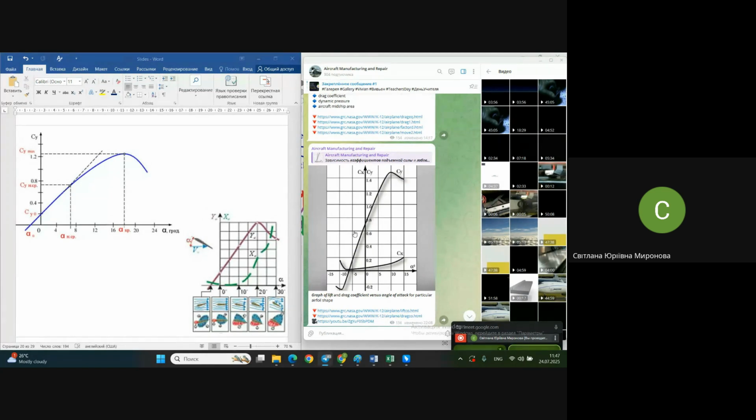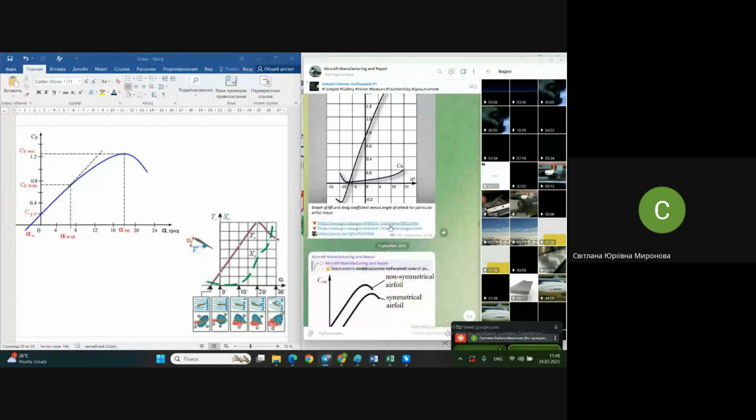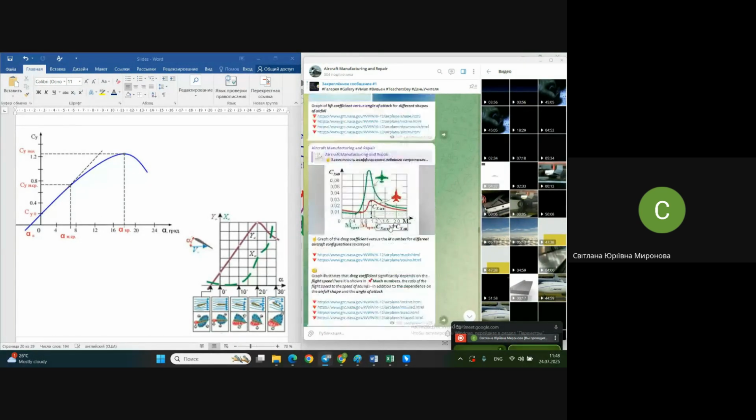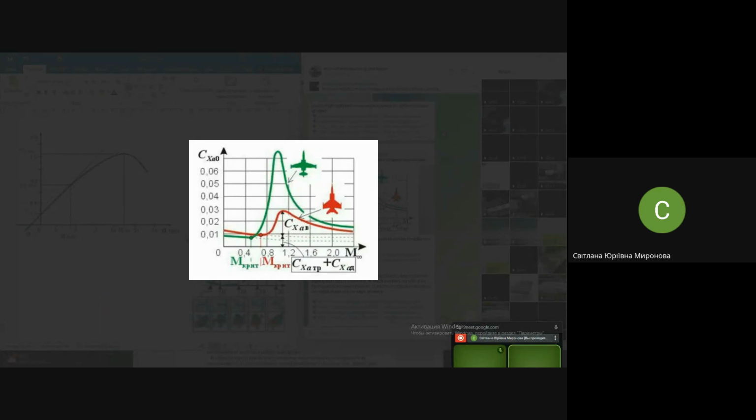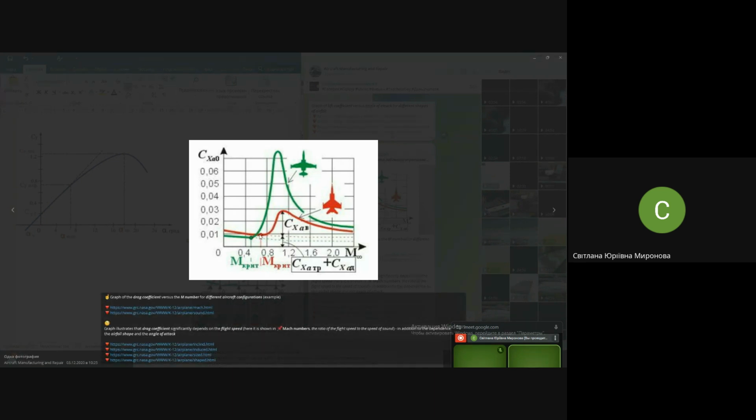With changing the speed of motion of the airfoil through the media. Wait a second. What typical diagram do you see now? A typical diagram of drag, but it's already in dependence on speed. Speed here is designated not like V, like we're used to. It's designated in Mach number.